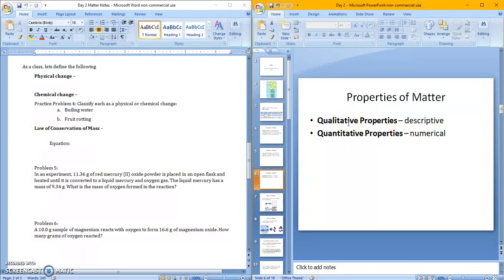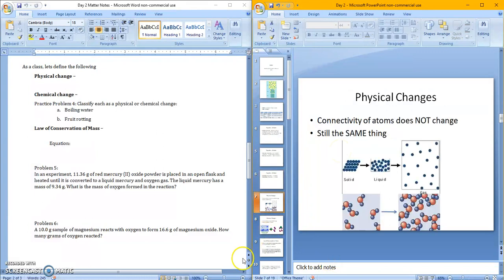Qualitative is descriptive, like quality. Okay, quality is more of a descriptive thing. Quantitative is like quantity. How much of it do I have? So when we're looking at changes, we are going to manipulate things so that something happens. There are 2 different types of changes we're going to look at: a physical change and a chemical change.